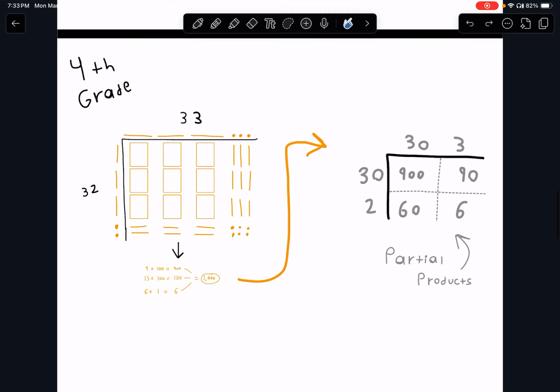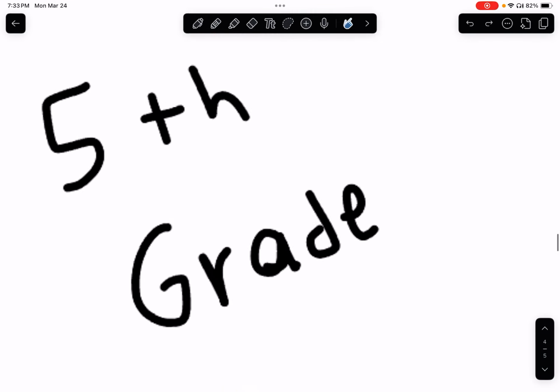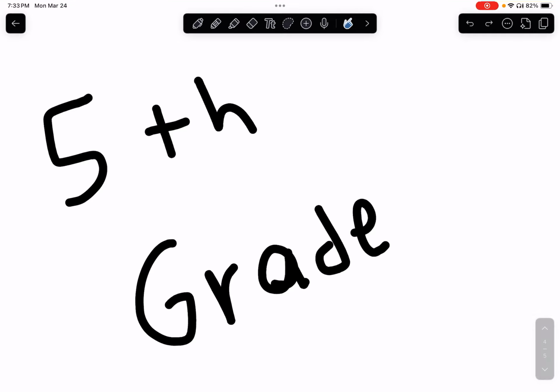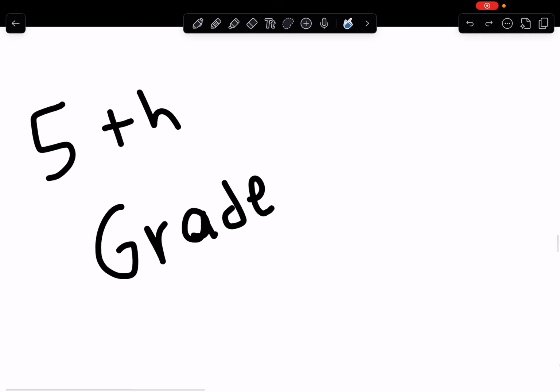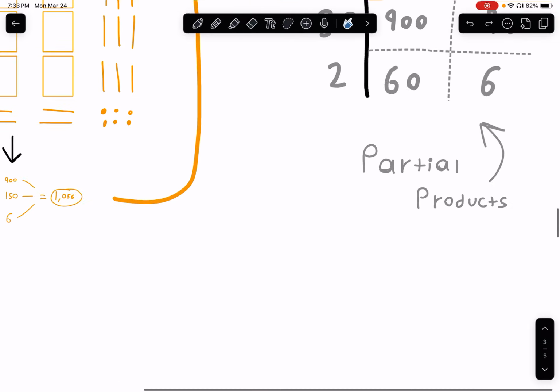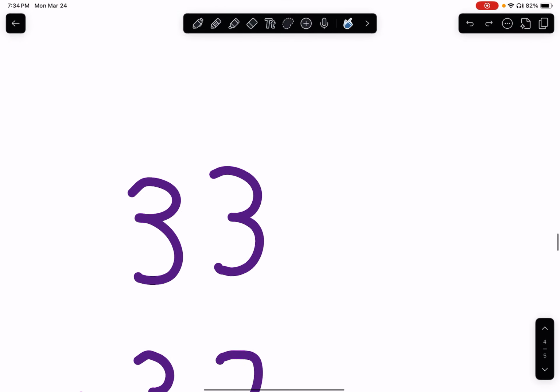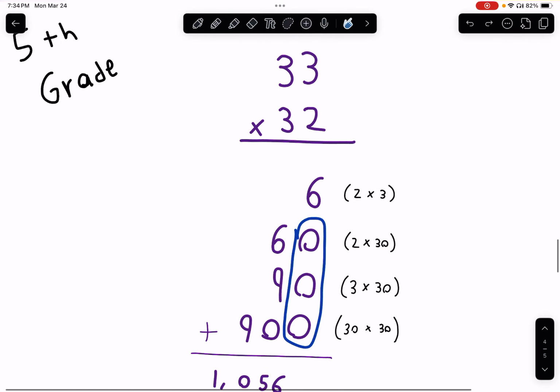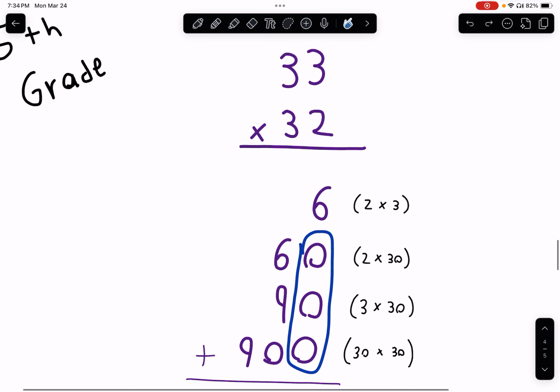Now let's take a quick look back at everything we did here in fourth grade. And then finally, we're getting here to fifth grade. In fifth grade, we are going to use the standard algorithm that we all know and love, but we're going to use it in different, more abstract ways. This can be used by taking that partial product method we just used a second ago and applying it to our standard algorithm problem.